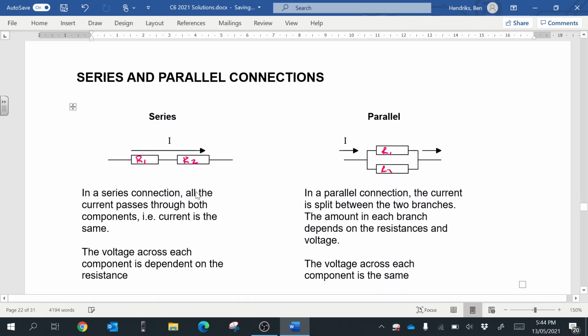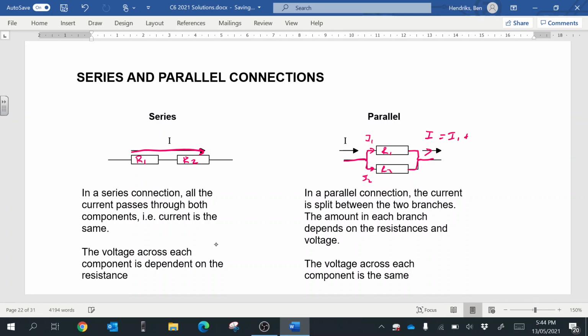In a series connection, all the current passes through both components, and that means the current is the same across there. Whereas with a parallel circuit, we have a current in, which is called the total circuit current. Then one branch comes off here, which we call I1, and another branch, which we call I2. I1 goes through the first resistor and I2 goes through the second resistor. So the current is equal to I1 plus I2.